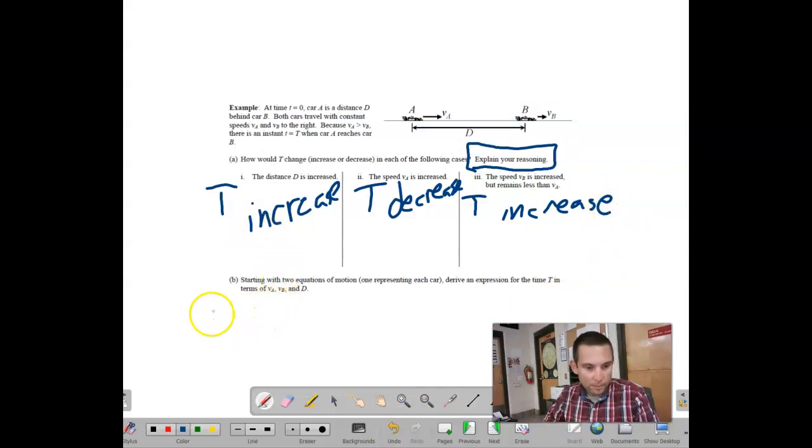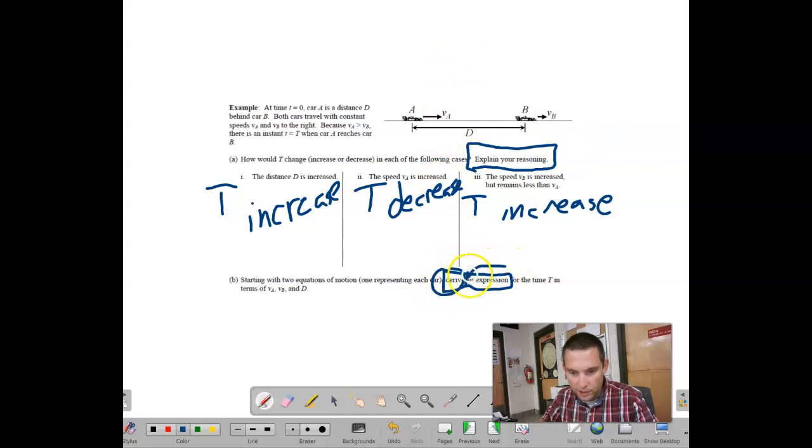All right, part B, starting with two equations of motion, one representing each car, derive an expression. This word right here, derive an expression, namely this, derive. It's not calculus, it just means show the steps to get to an answer or an equation. So derive is show steps. An expression just means an equation. So whenever you see derive an expression, that means show the steps to get to an equation.